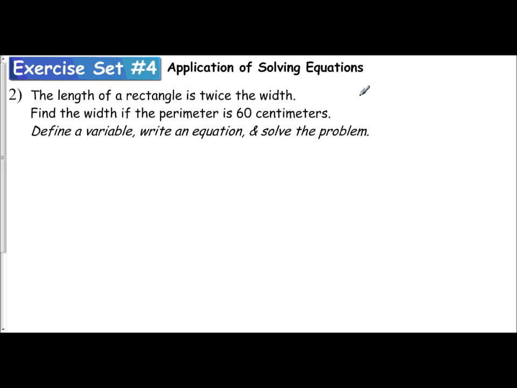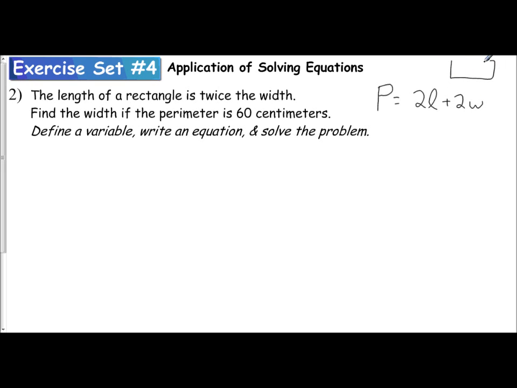So first off, let's just recall the perimeter formula for a rectangle. Don't think of it as adding all the sides together, because if you do, you're adding a length, a width, a length, a width. That means you're adding two lengths and two widths. It's the idea of combining like terms.